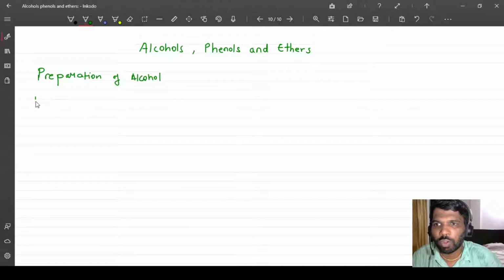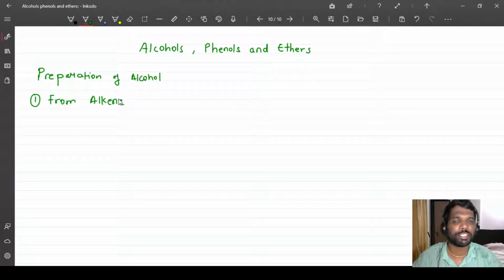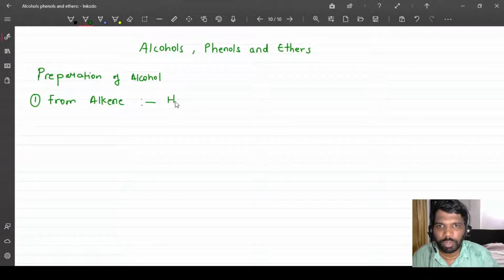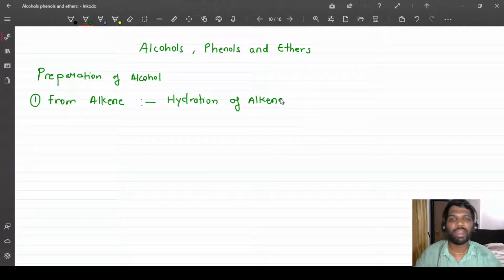Second method is from alkene. And the thing is very simple over here. From alkene, and I will write here: hydration of alkene. Now the word hydration, what does it represent? Whenever I say the word hydration, it represents an addition of water.